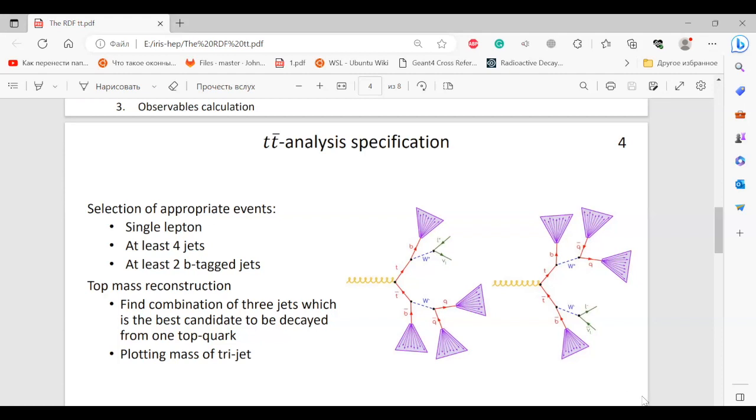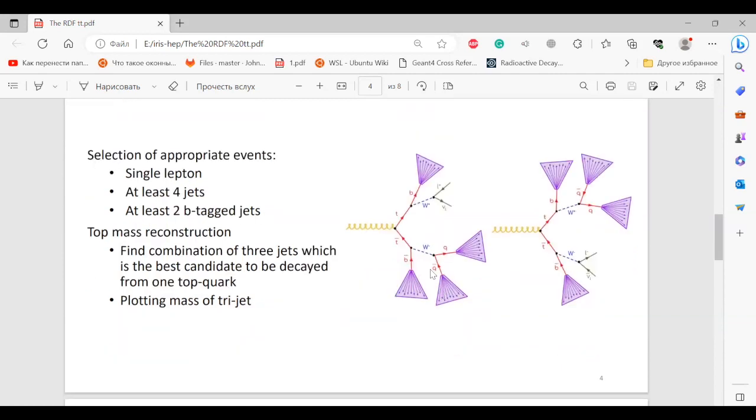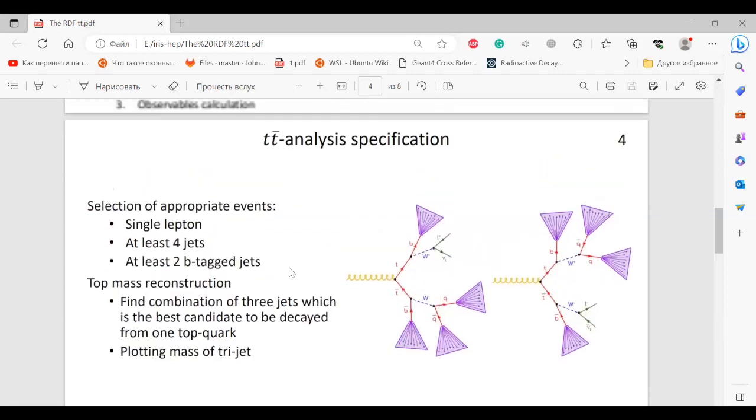The mass of the top quark can be reconstructed from 3 jets, with 2 of them b-tagged. So the second part of the algorithm is defining the trijet combination, which is assumed to be the decay products of the top quark per each event. These are 2 stages of analysis: selection of appropriate events and calculating observables.